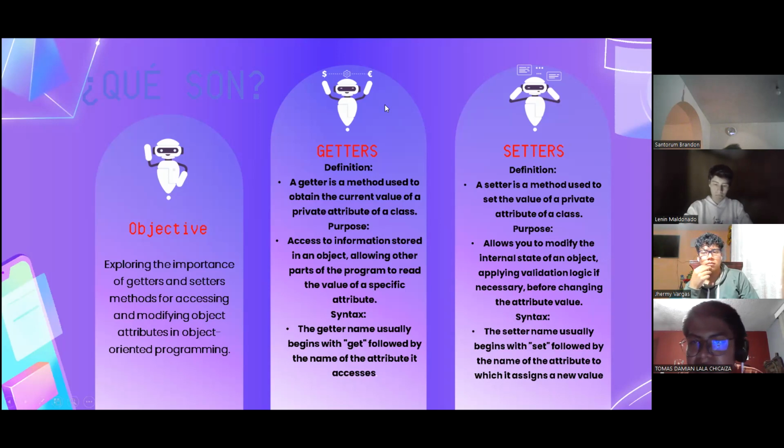Setters. Definition. A setter is a method used to set the value of a private attribute of a class. Purpose. Allows you to modify the internal state of an object, applying validation logic if necessary before changing the attribute value. Syntax. The setter name usually begins with set, followed by the name of the attribute to which it assigns a new value.